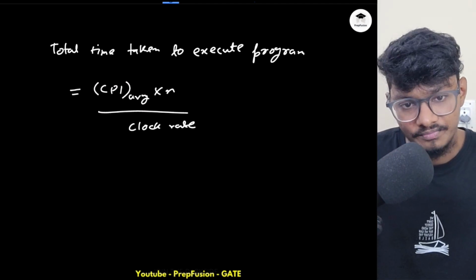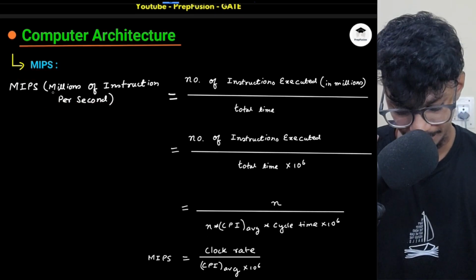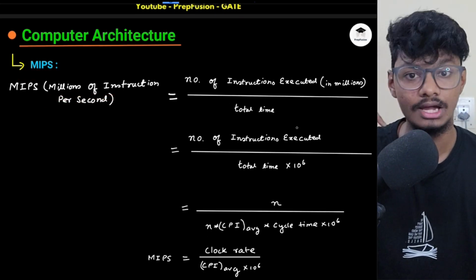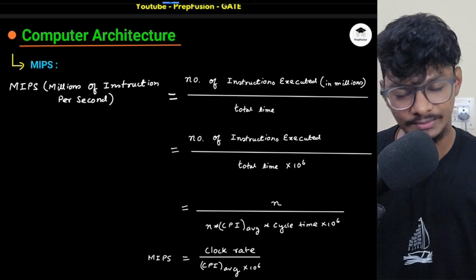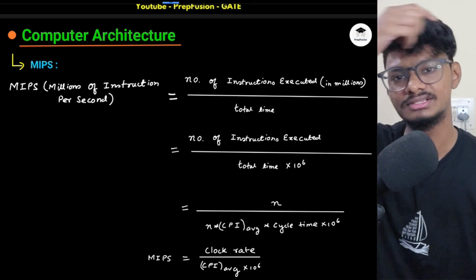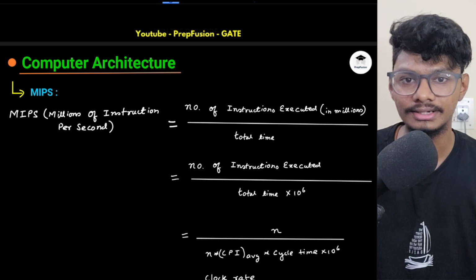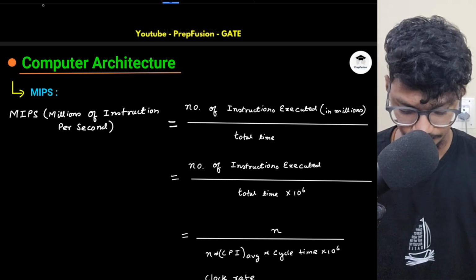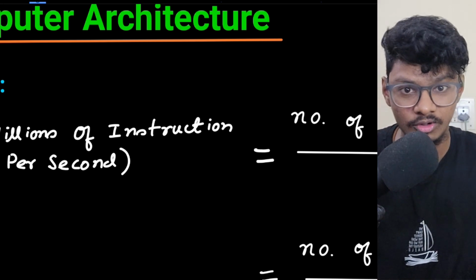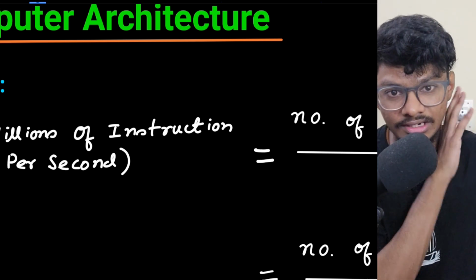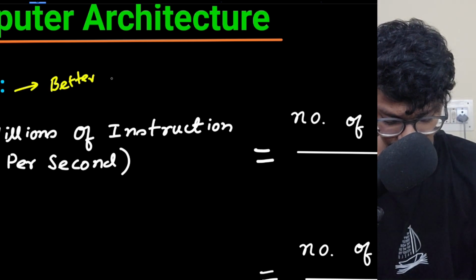Okay, now there is another term known as MIPS. What does MIPS mean? Millions of instructions per second. How many millions of instructions can the CPU perform per second? Obviously the CPU can perform a lot of instructions in a single second, right? So it's a better metric than plain instructions per second, because that number would be huge. Every time we would have to write 10 raised to the power 10 or something. So this is a better metric, nothing else.